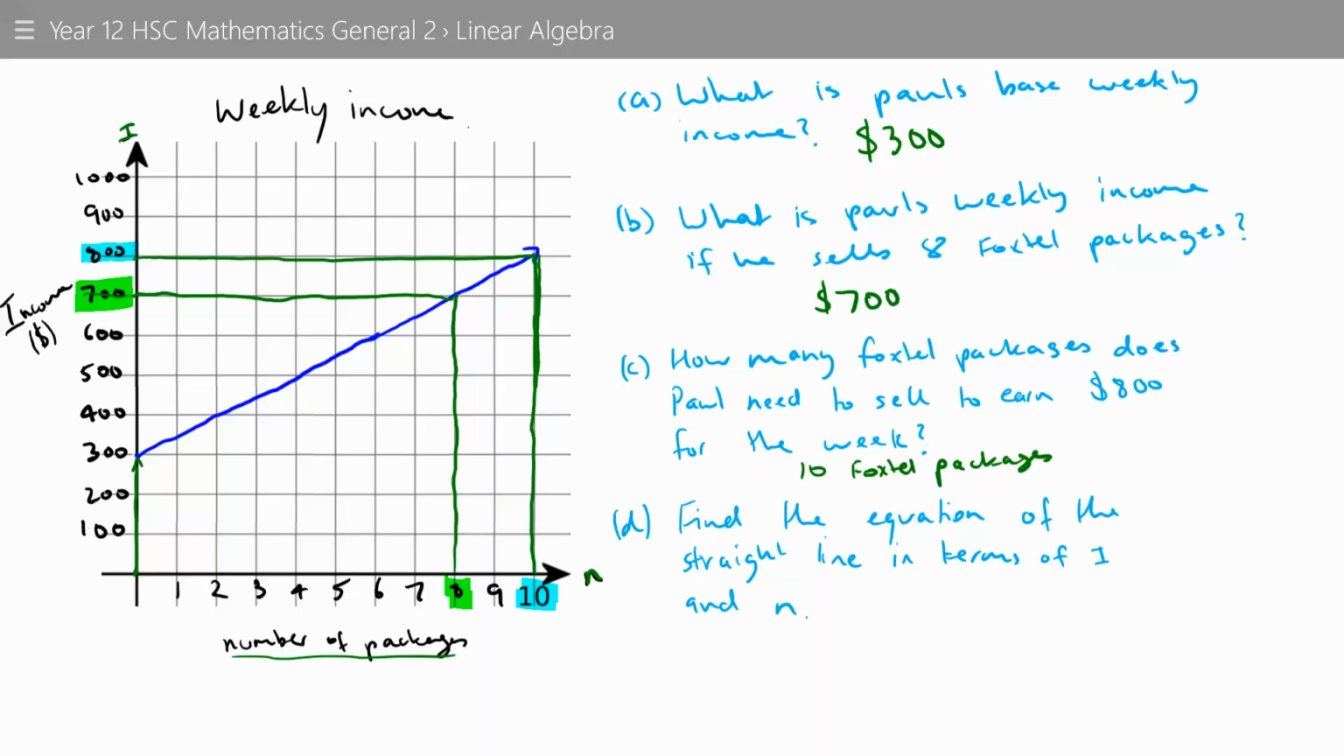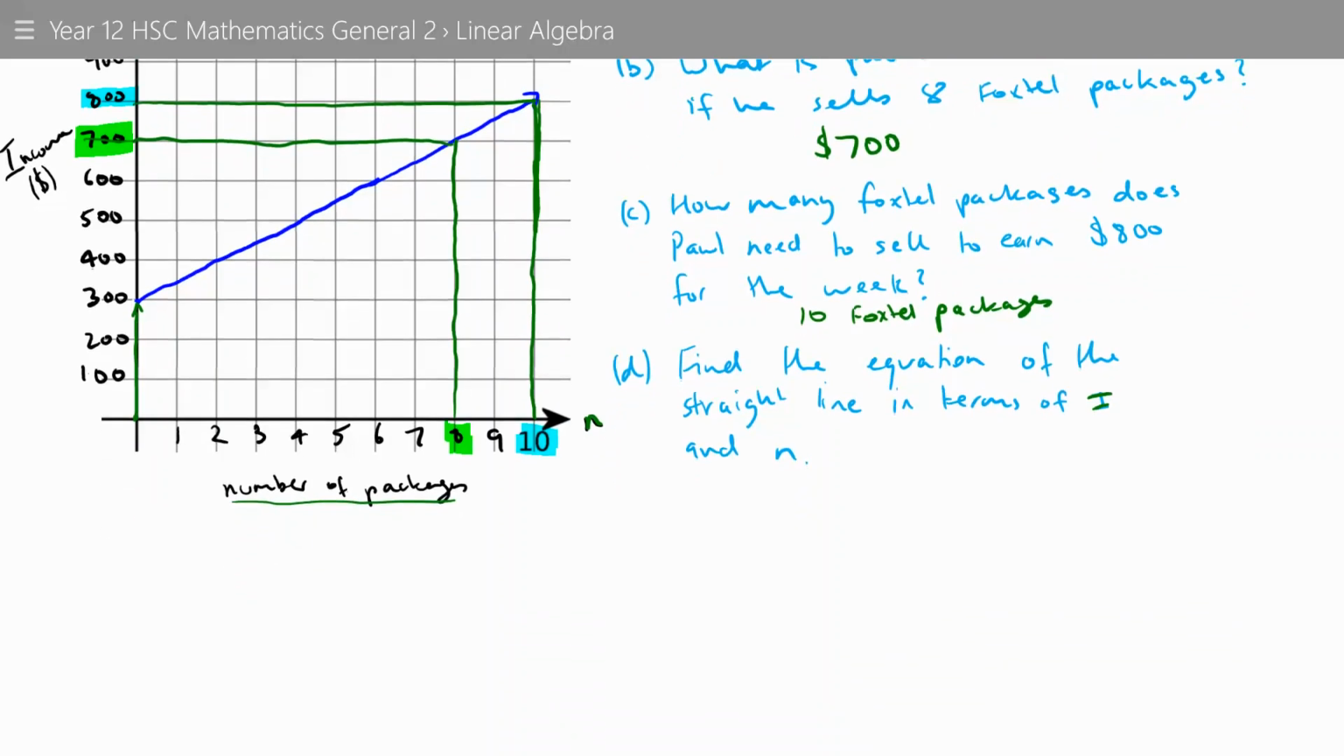Part D, find the equation of the straight line in terms of I and n. Let's have a think about this. An equation of a straight line has to be in the form y equals mx plus b. And the only two things we need to know are m, the gradient, and b, the y-intercept. So let's go find those two things. Let's start with the y-intercept. That's nice and easy. Where does it cut the y-axis? It cuts the y-axis right there at 300.